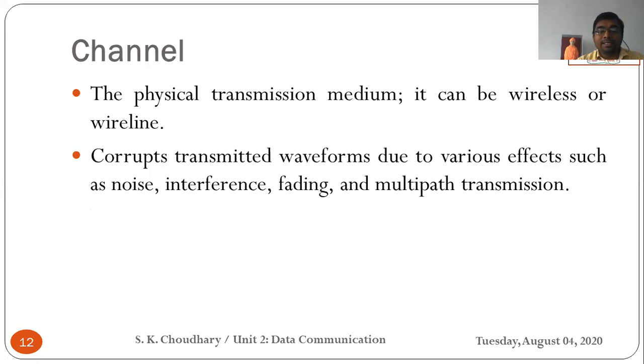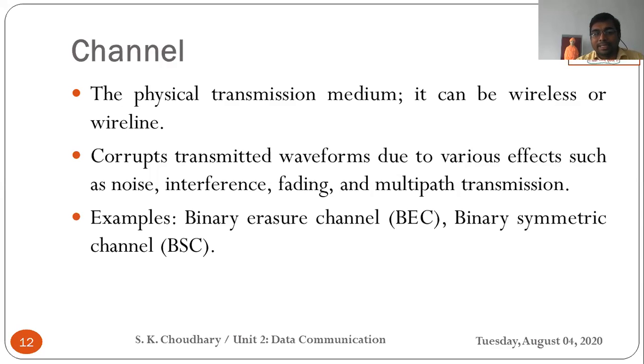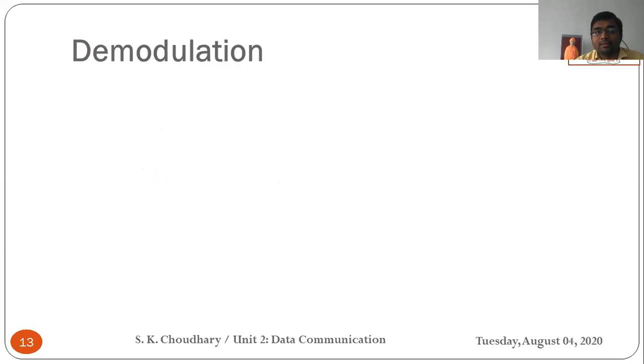And in this particular section, what happens? Your information or transmitted waveforms would be corrupted due to various effects such as noise, interference, fading of the data, or maybe multipath transmission. Okay. So there are some examples of channels, like the binary erasure channel (BEC) and the binary symmetric channel (BSC). Mostly we use the binary symmetric channel.